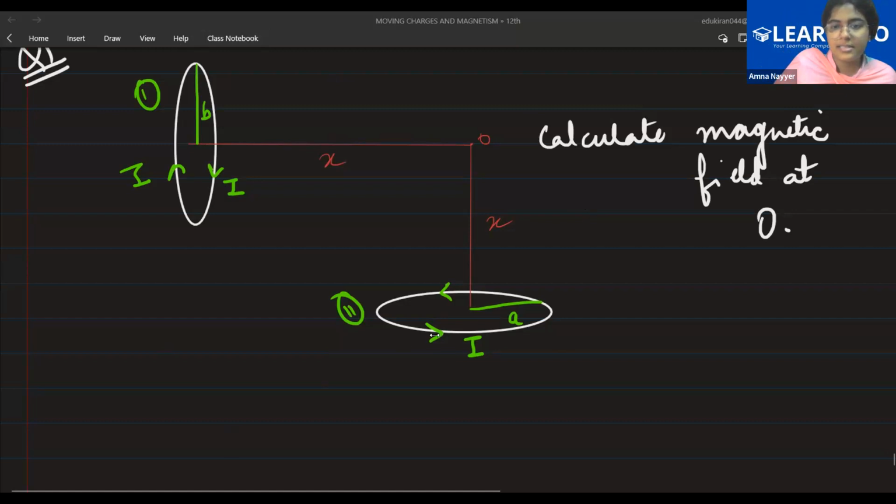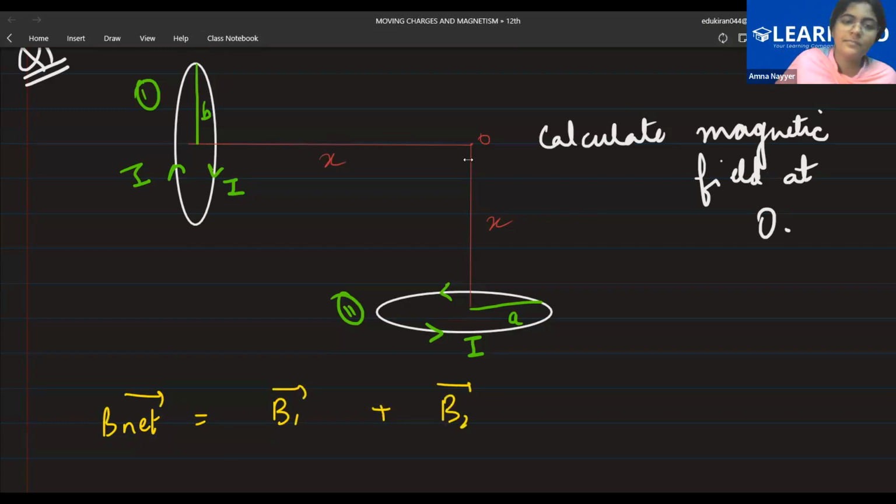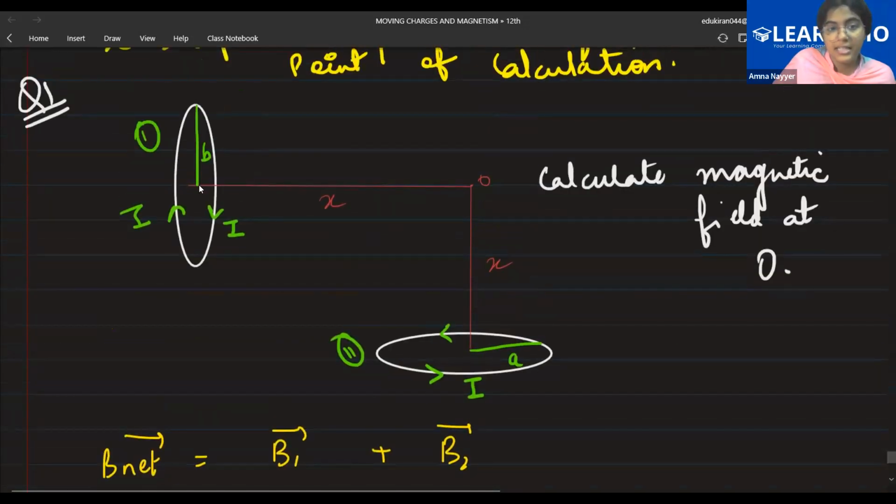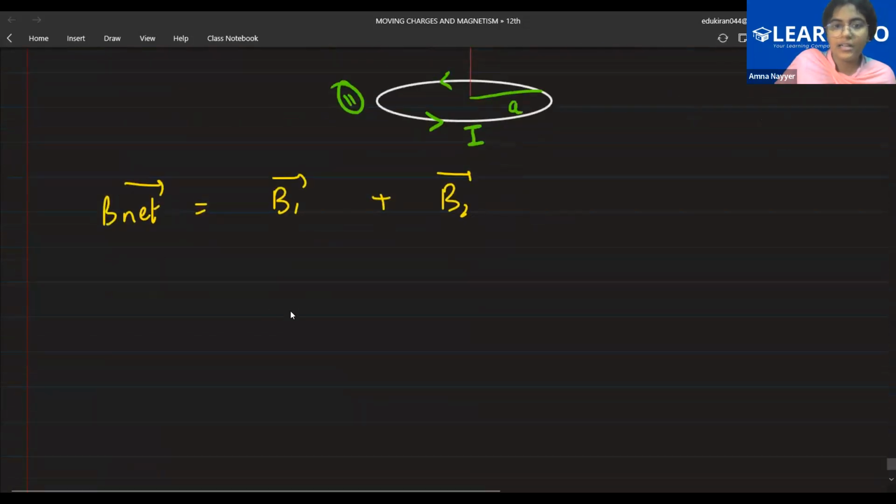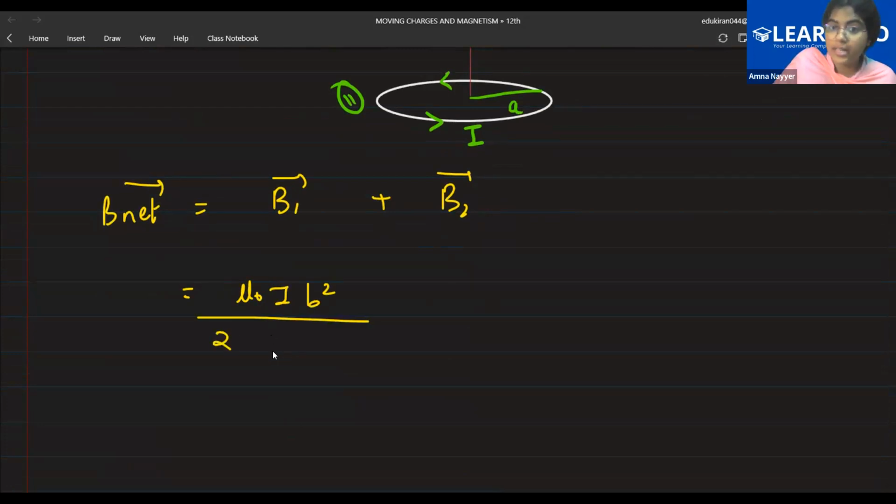So net magnetic field, we'll be calculating in the same manner, B1 plus B2. Come to the first one. What is the radius? What is the axis separation? This is the axis separation X. This is the radius b, right? So in our formula, B is equal to mu naught I capital R square, radius is b, so b square by 2 times b square plus X square to the power 3 by 2.